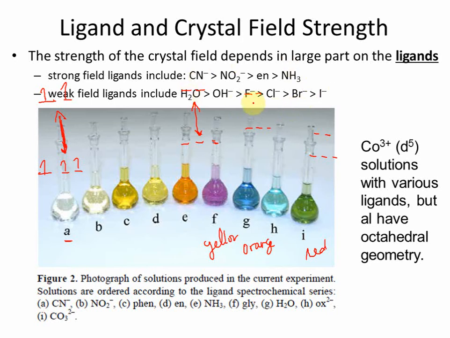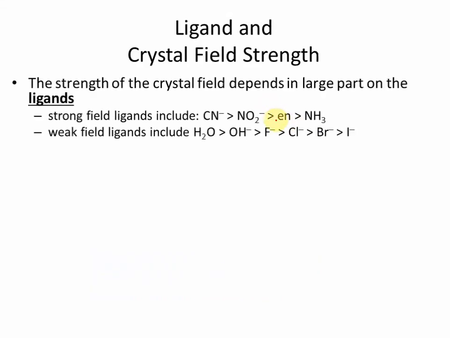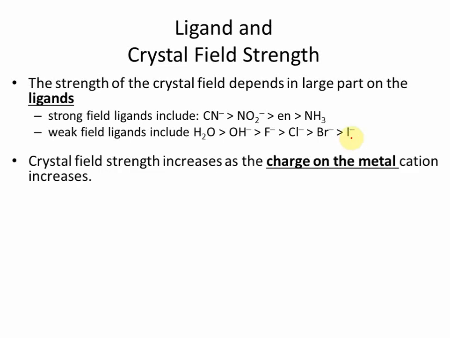Let's talk a little bit more about ligand and crystal field strength. The strength of the crystal field depends in large part on the ligands. So this is where we're talking about the spectrochemical series. Cyanide splits them more and iodide splits them the least. The crystal field strength also increases as the charge on the metal cation increases. So let's say we have an iron 3+ and an iron 2+. The iron 3+ has a larger charge, so you're going to see a bigger separation than you would for the iron 2+.